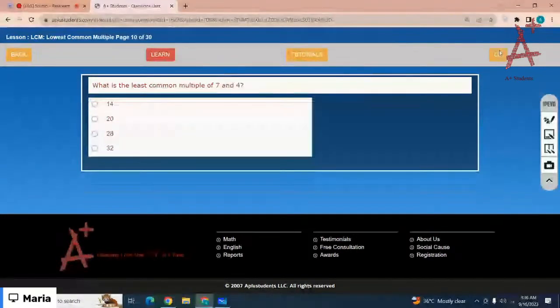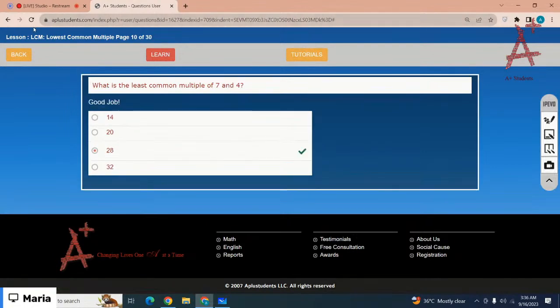Okay, what is the least common multiple of 7 and 4? Which is the correct option? Which option is divisible by 7 and 4? 14 is divisible by 7 only. 20 is divisible by 4 only. 28 is the number that is divisible by both 7 and 4. So that means the least common multiple of 4 and 7 is 28. Very good. Okay, you can complete the lesson by yourself later today.